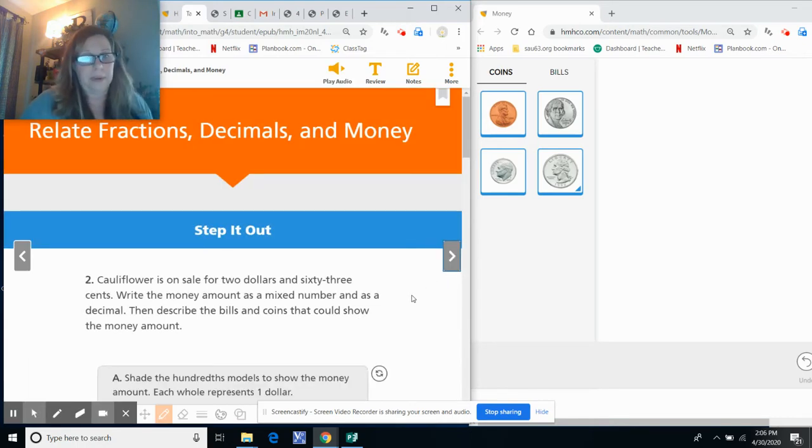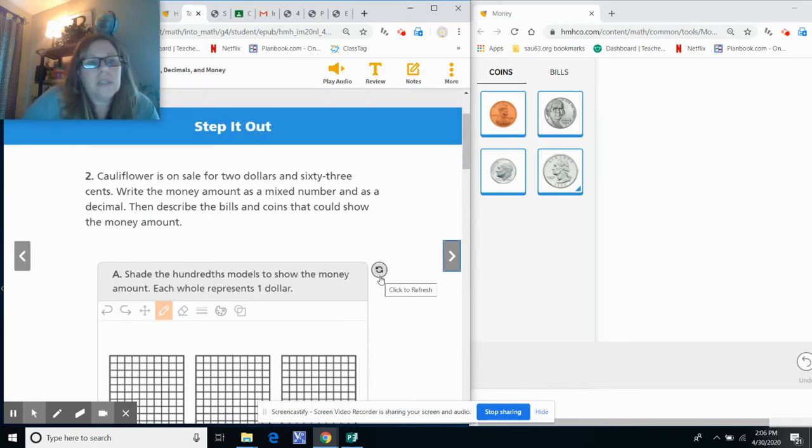And we're going to step it out. So let's look at this one. It says cauliflower is on sale for $2.63. Write the money amount as a mixed number and as a decimal, and then describe the bills and the coins that could show that money amount.